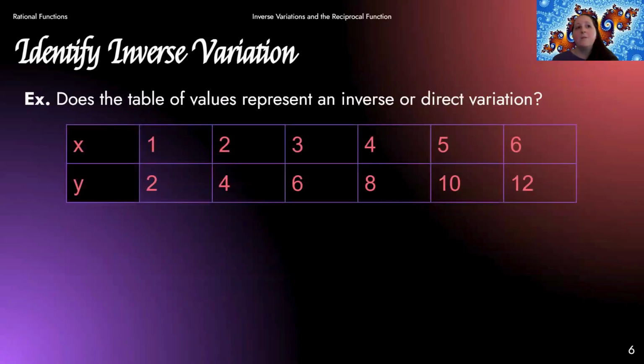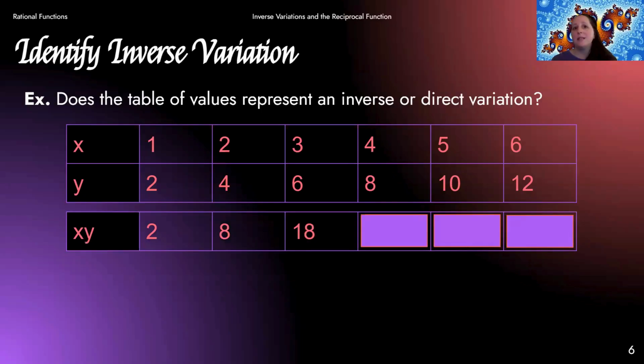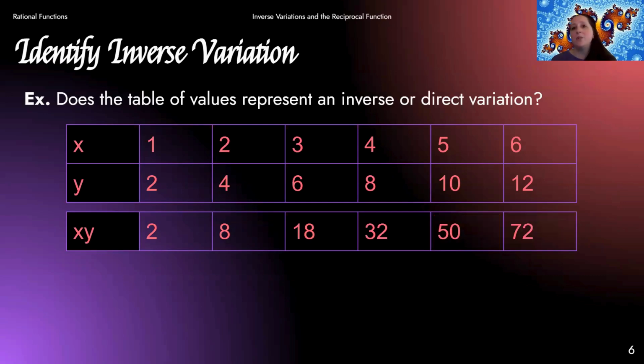Okay. How about for x is 1, 2, 3, 4, 5, and 6, and y is 2, 4, 6, 8, 10, 12. Okay. So x times y, 1 times 2 is 2, 2 times 4 is 8, 3 times 6 is 18, 4 times 8 is 32, 5 times 10 is 50, and 6 times 12 is 72. There's no constant variation here.